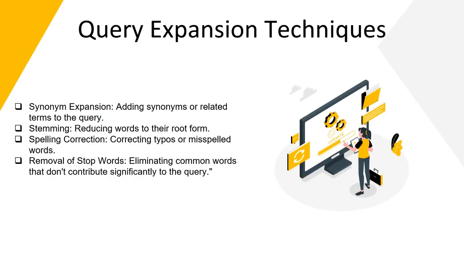Our next topic is a deep dive into the query expansion techniques. These are your trusty sidekicks in the world of query processing. In synonym expansion, we expand your queries with related terms to cast a wider net. Stemming reduces words to their roots for more inclusive searches. Spelling correction fixes typos for pinpoint accuracy. Removal of stop words eliminates fluff words to zero in on the essentials. We are going to explore each of these heroes in detail.